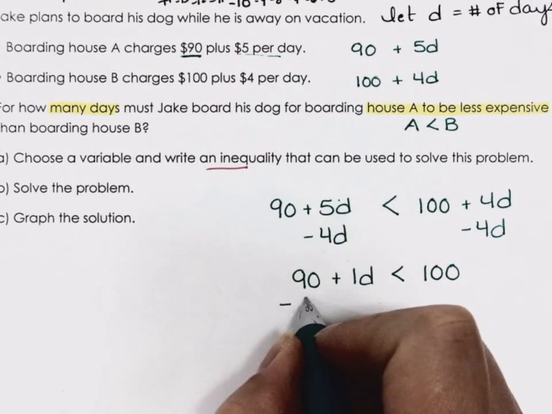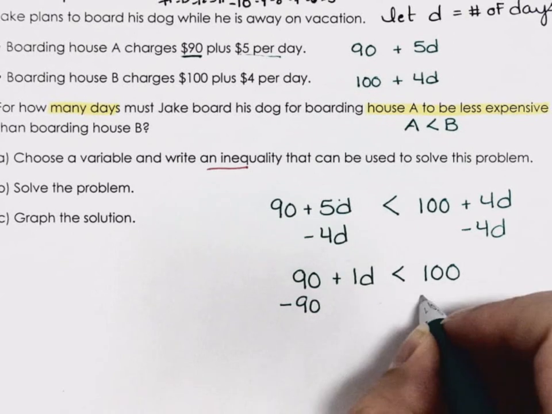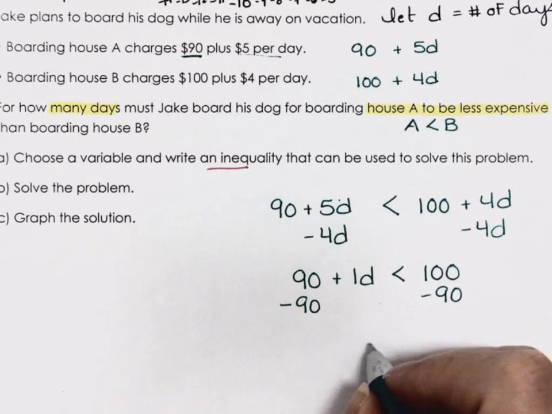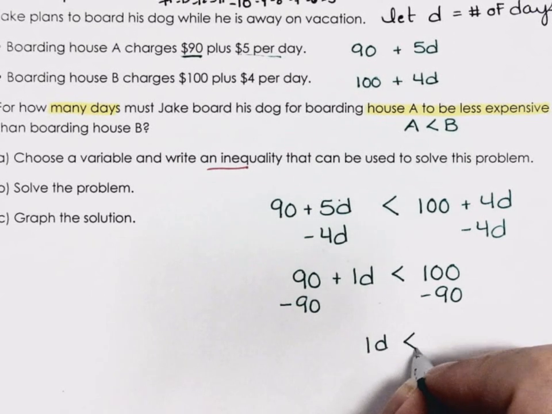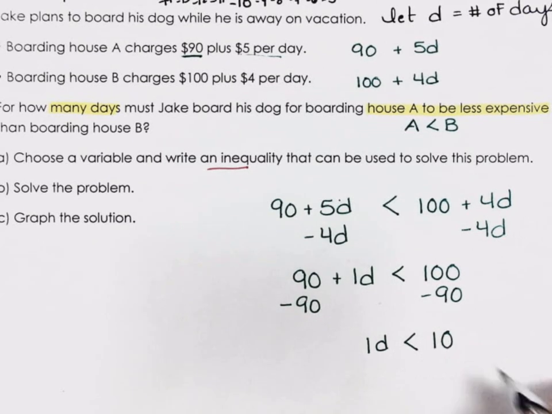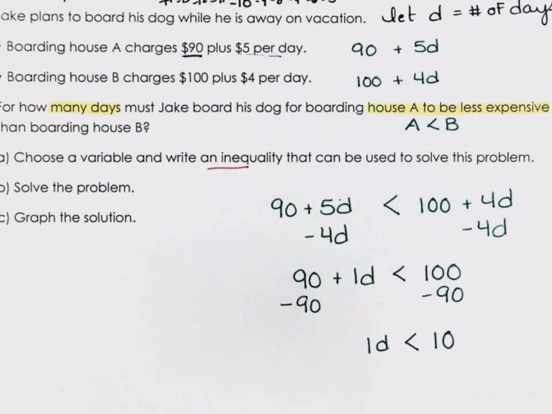And then I need to minus 90 from both sides because I want to get D by itself. So 1D is less than 10. So that means you have to stay less than 10 days in order for boarding place A to be less expensive than boarding place B.